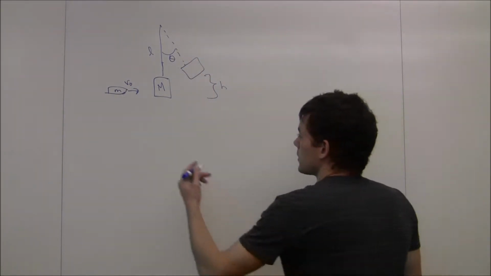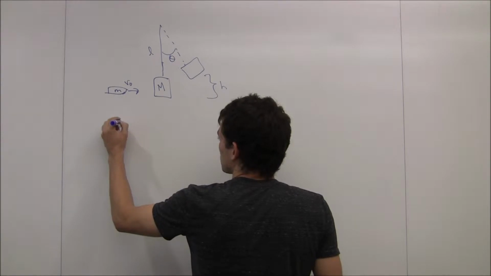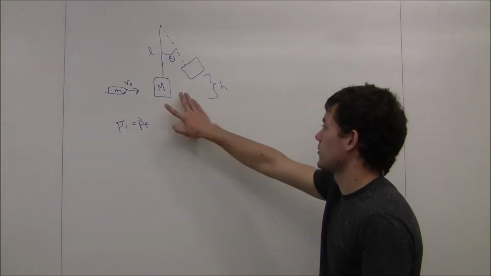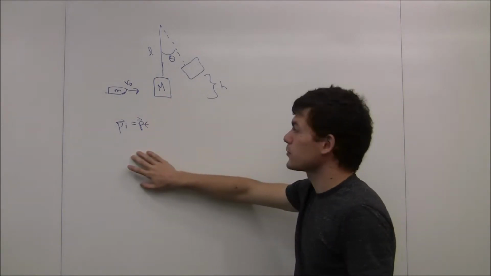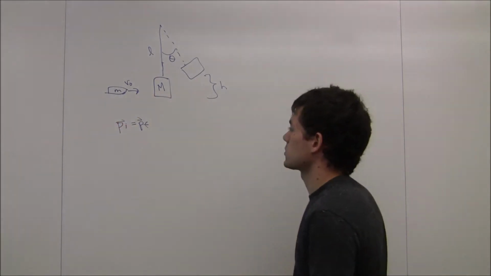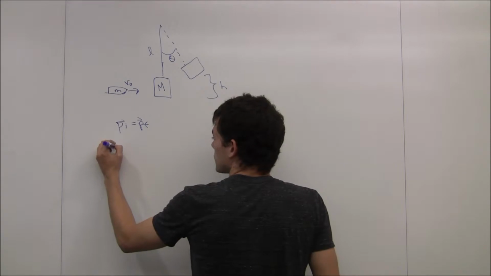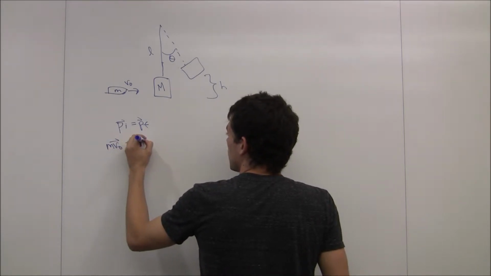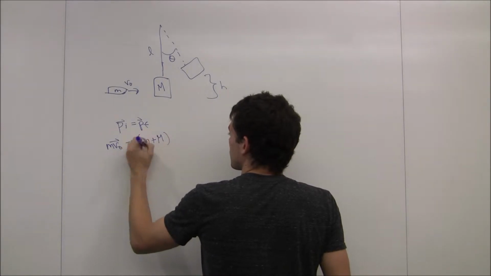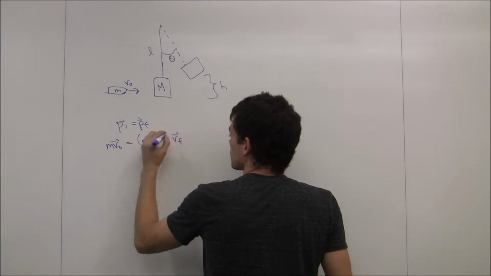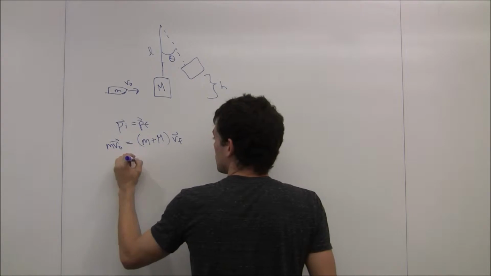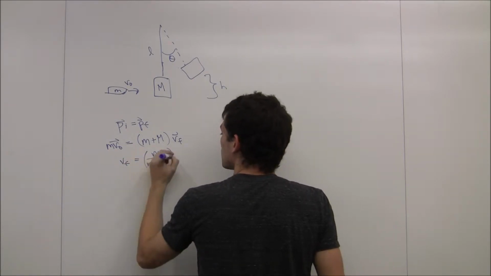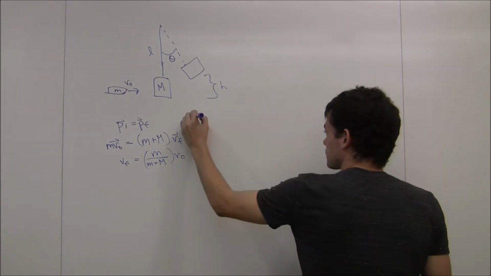So what we're going to do is first find the initial velocity of the bullet-block system by conserving momentum from the bullet initially. This gives us m v0 is equal to (m plus big M) v final, which tells us that the final speed is equal to m over (m plus big M) times v0.